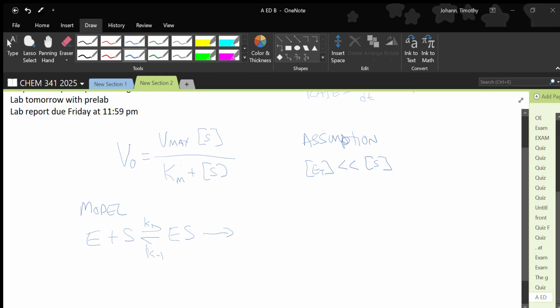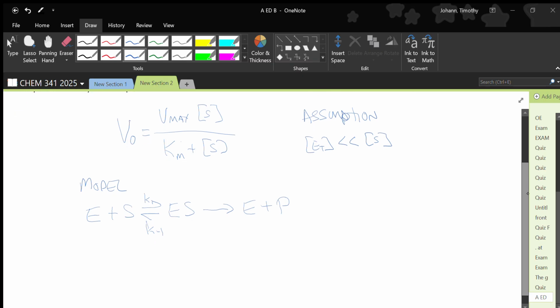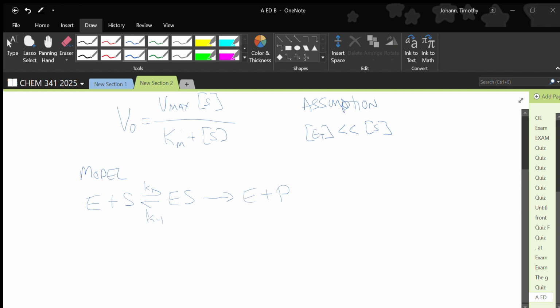And then once the enzyme has the substrate bound, we have a rate at which it can turn that into product and then release the product. Very simple enzyme model, but this works for so many things. It's a really, really good system. My previous research where I was actually working on enzyme kinetics has worked just fine. P is product.